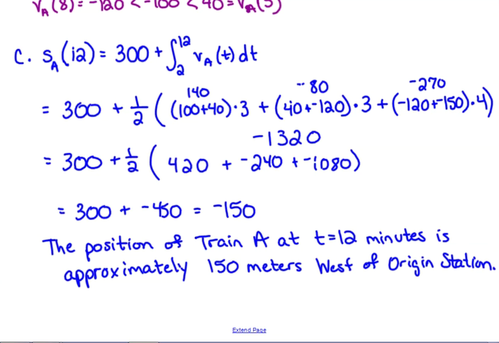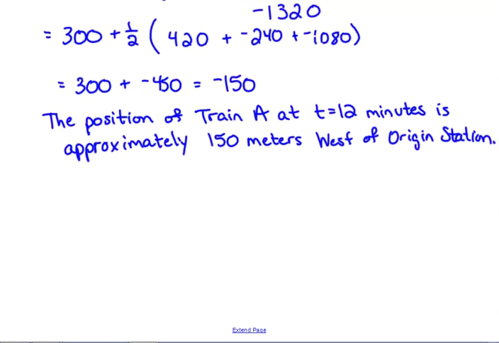All right, last part. A second train, train B, travels north from the origin station. At time t, the velocity of train B is given by that quadratic function. And at time 2, the train is 400 meters north of the station. Find the rate in meters per minute at which the distance between train A and train B is changing at time 2.